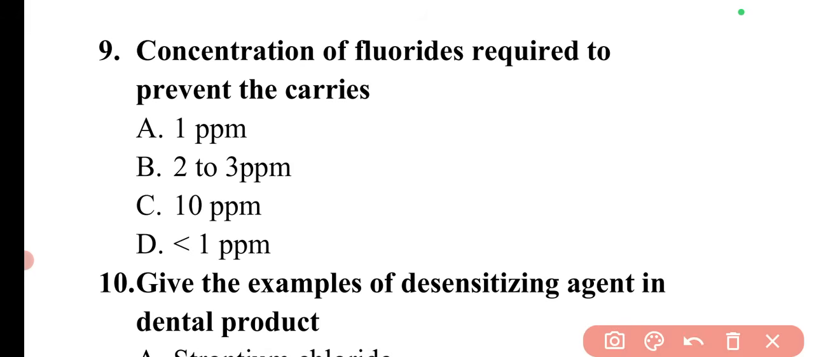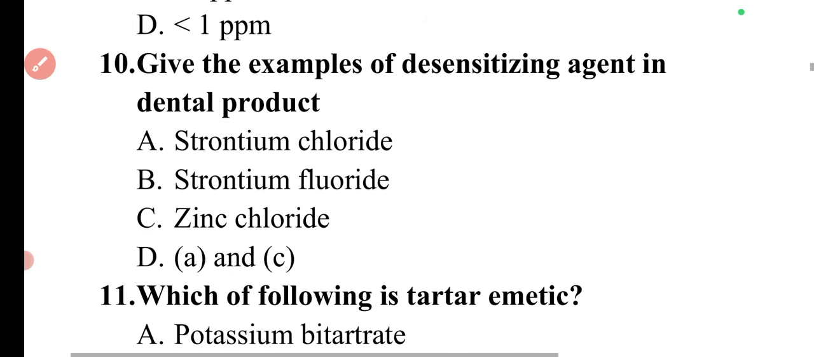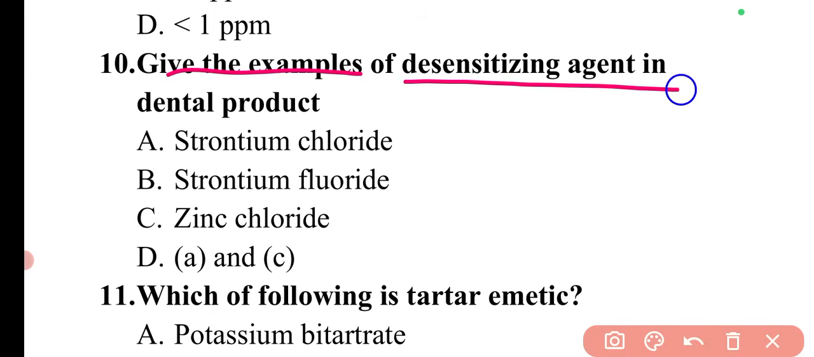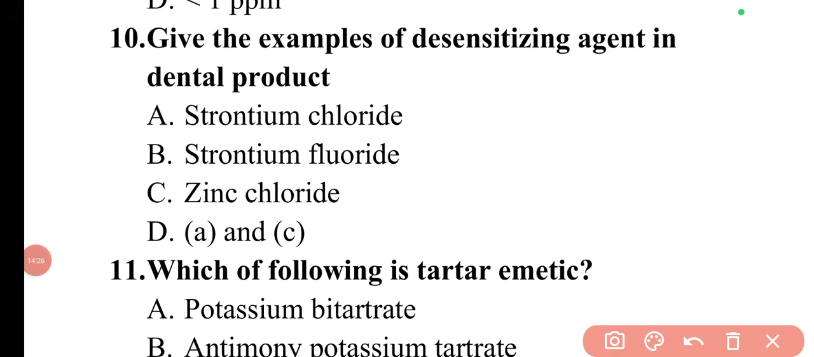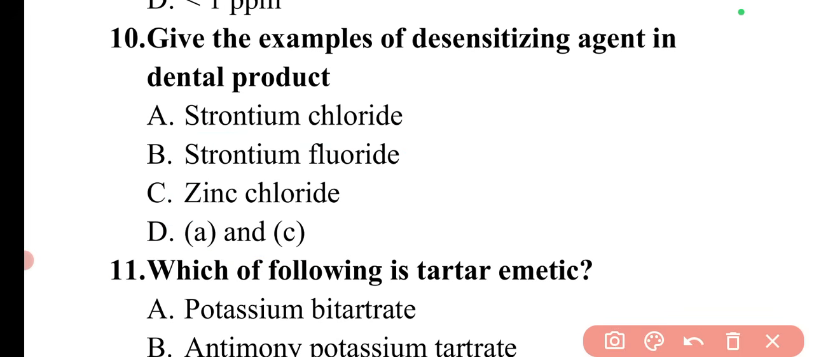Next question is, the concentration of fluorides required to prevent caries. Fluorides are used in dental products to prevent dental caries. Basically the concentration of it should be less than 1 part per million. So here option D will be the correct answer. Next question is, give the examples of desensitizing agents in dental products. The desensitizing agents in dental products are strontium chloride and zinc chloride. These both are used in dental products as desensitizing agents. So here option D, A and C, is correct.